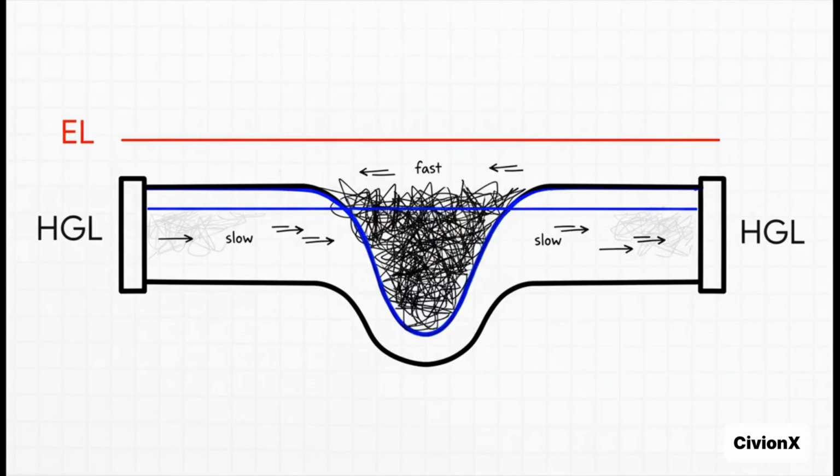Now, here's where it all clicks together. The magic is in the relationship between these two lines. That vertical gap, the space between the flat energy line on top and the fluctuating hydraulic grade line below, that gap is a direct visual measurement of the fluid's kinetic energy. So if the gap is wide, it means the fluid is moving fast. If the gap is narrow, it's moving slow. It's like having a speedometer for the entire length of the pipe.